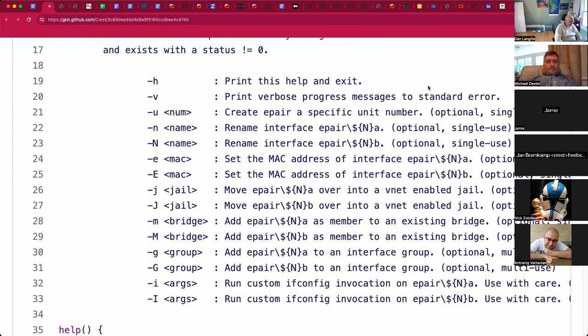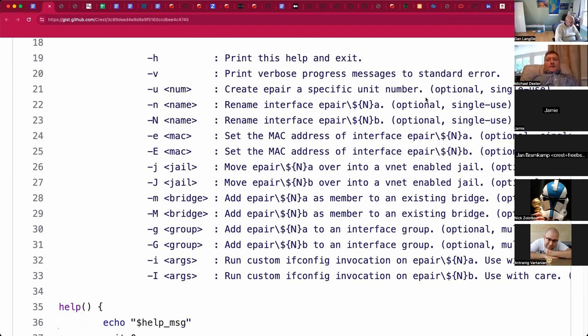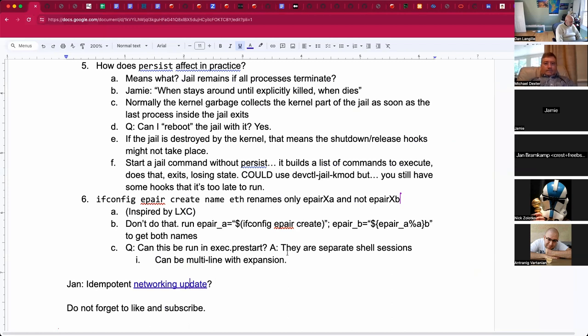The better way to do it is to have the kernel pick the next available unit of the cloner. So ifconfig tun create, and then you get tun0, tun1, 3, 4, 5, 17, whatever. So the unallocated unit number, similar to how, if you open a file, you get the next free file descriptor number. So the smallest unit number which is not allocated.